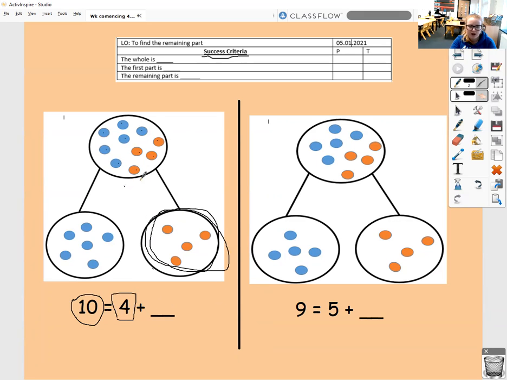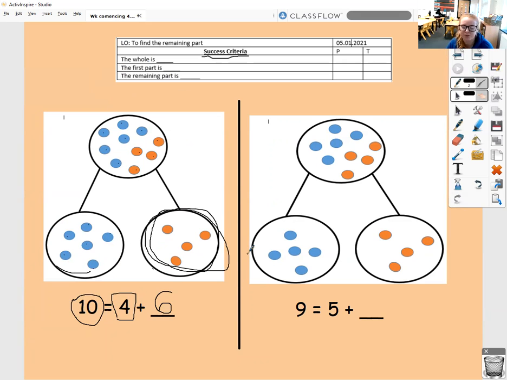Our remaining part is, so we know this is our whole, this is our first part, this must be our remaining part. Our remaining part is 1, 2, 3, 4, 5, 6. Our remaining part is 6. Let's say our number sentence, 10 equals 4 plus 6. Let's say our part whole model using our success criteria. The whole is 10. The first part is 4. The remaining part is 6.